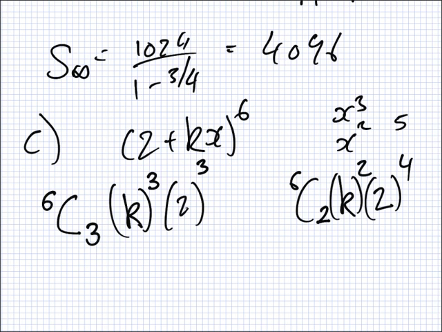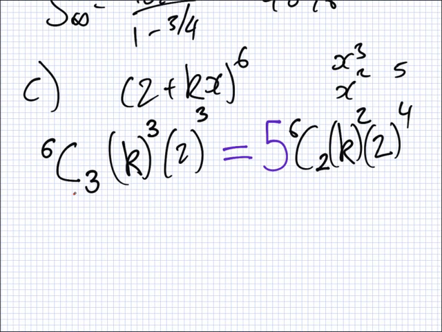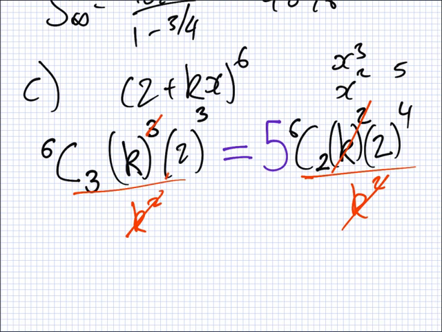Now, one of these is 5 times the other. If I say x cubed is 5 times that of x squared, where do I write my 5? On the left or on the right? On the right. So the x cubed coefficient is 5 times the x squared coefficient. This is nice because you can divide both sides by k squared, and they cancel. k cubed over k squared is k.